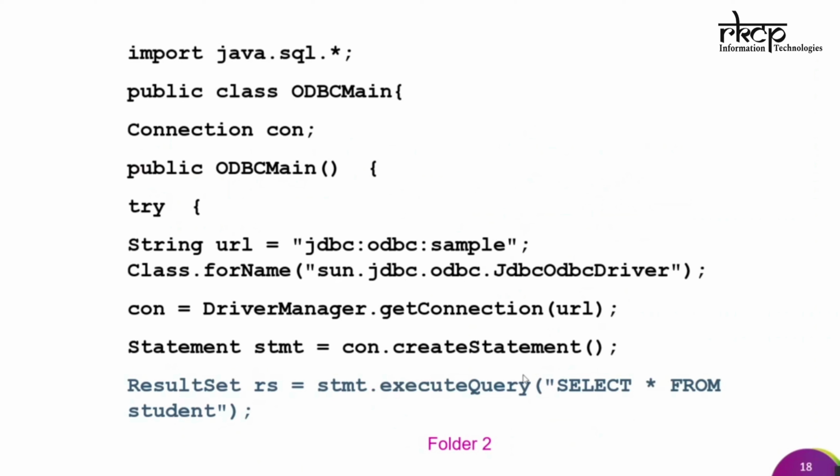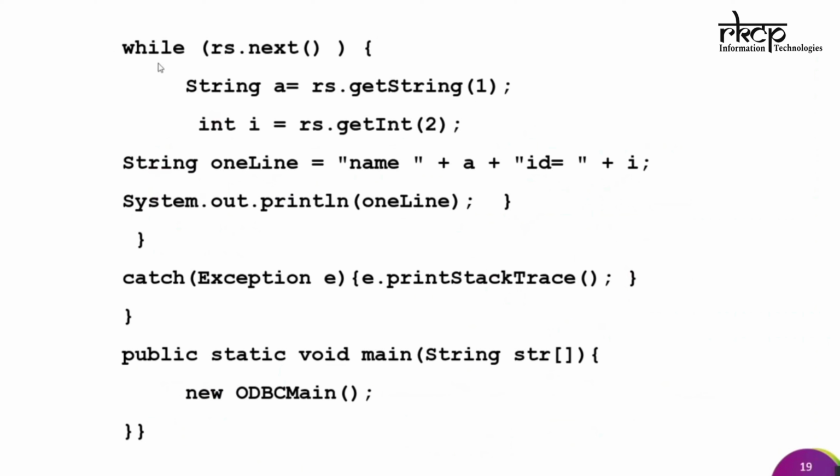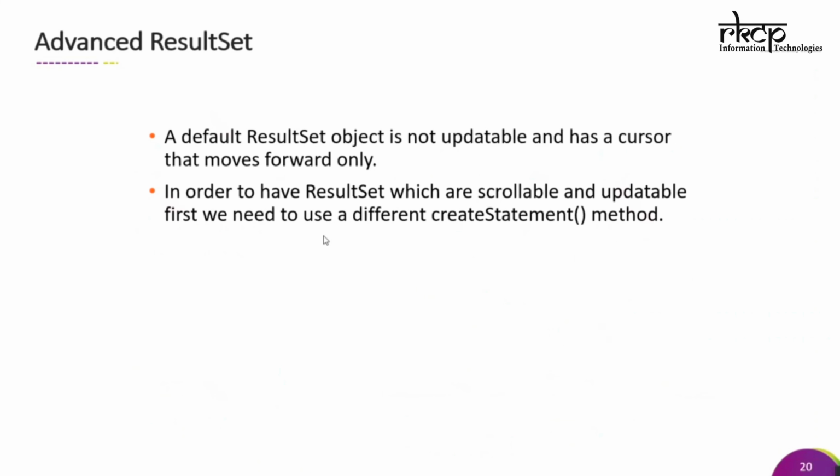Then in step 3 you have to create a statement. And in step 4 you will execute your query. After executing the query, the entire result will come in the ResultSet. Then using a while loop you will iterate over the ResultSet, and based on that, one by one data you will get, and that data finally you can print. So in this way, I will write a simple example here.